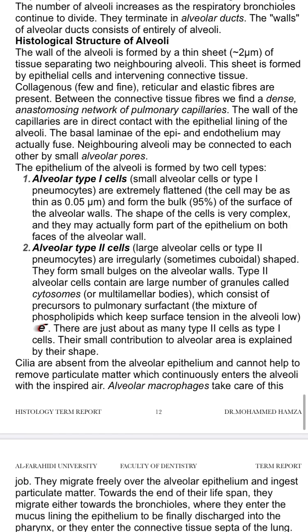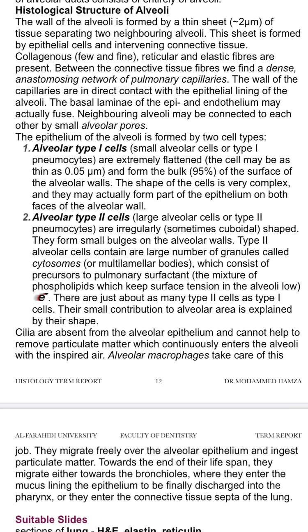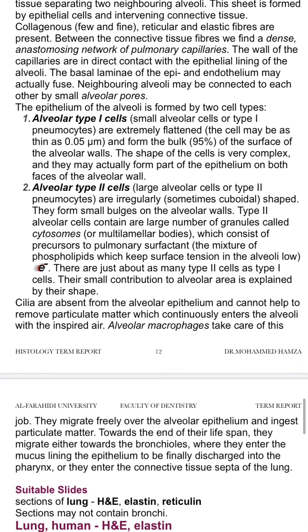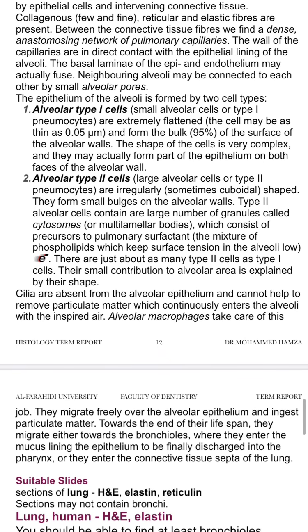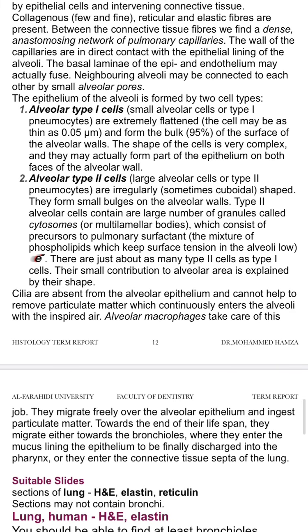The epithelium of the alveoli is formed by two types of cells, alveolar type 1 and type 2. The type 1 cells, or small alveolar cells, or type 1 pneumocytes, are extremely flattened, and the cells may be as thin as 0.05 micrometer and form the bulk of 95% of the surface of the alveolar wall. The shape of the cell is very complex, and they may actually form part of the epithelium on both faces of the alveolar wall.